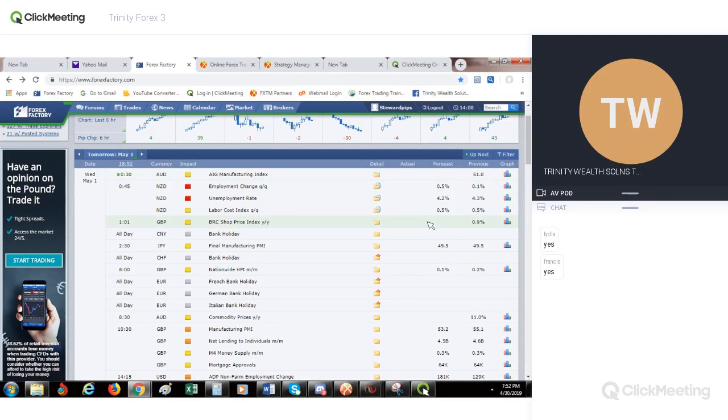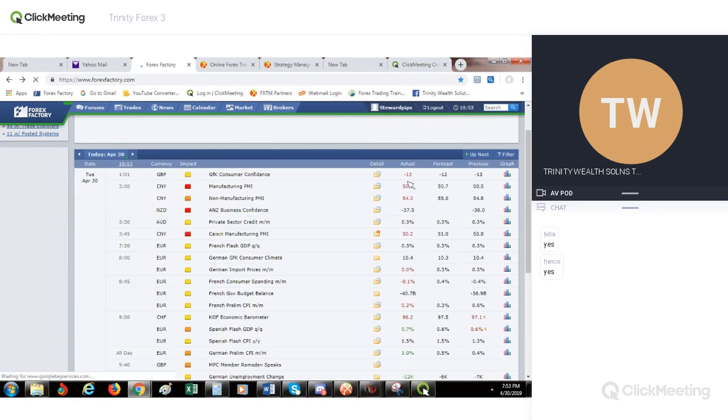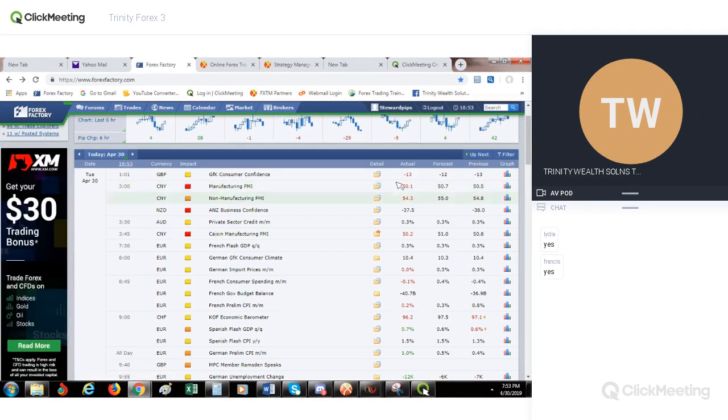When the time comes and the report is released, now they fill the actual column. Right, like you can see today, all of it is already filled. So if it is worse than what was expected, they put it here in red. All right, so when it's red, it means it's likely to affect that currency negatively.